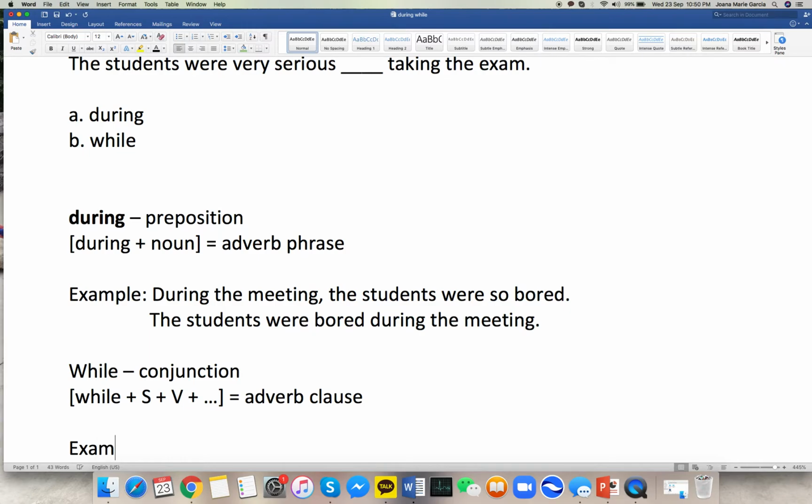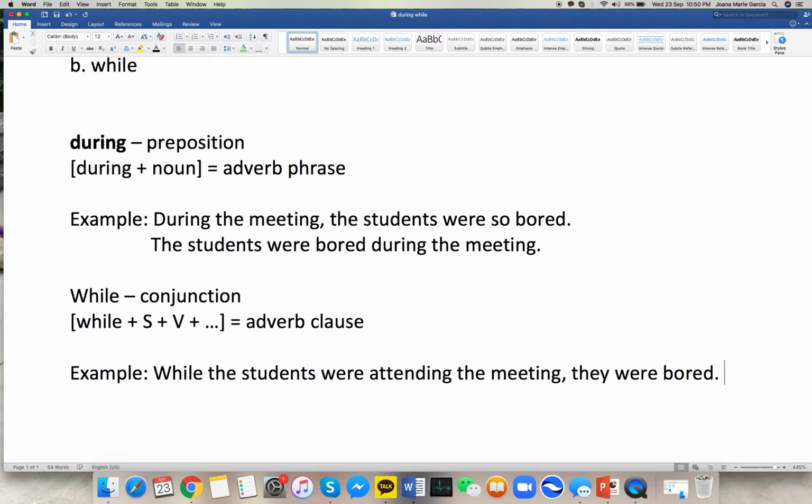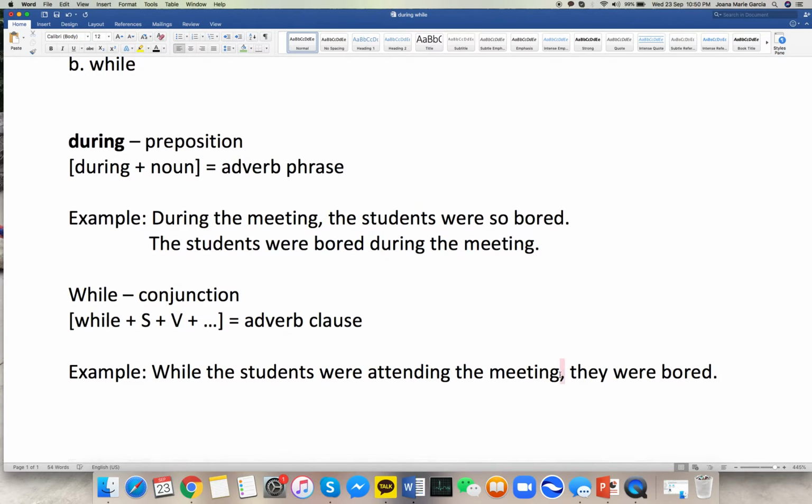Let's have an example with a similar meaning. During the meeting, or while the students were attending the meeting, they were bored. As you can see, a comma is used again because we moved the adverb clause in front of the sentence. And we want to focus on the adverb clause. That's why we move it in front.